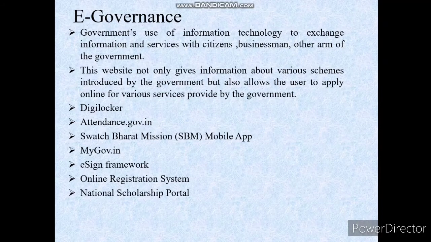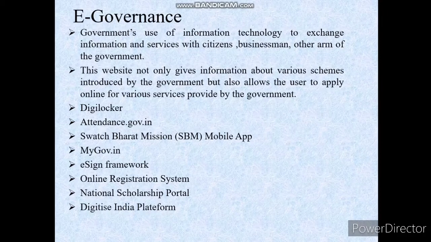National Scholarship Portal. A portal that helps people apply for all the scholarships provided by the Government of India. This portal covers all aspects such as submission of student application, verification, sanction and disbursal of a scholarship.